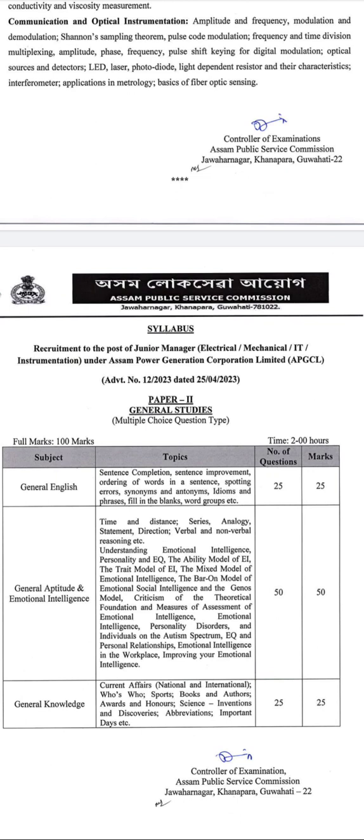Under this also number of questions will be 50, marks is 50. And under the subject general knowledge, topics: current affairs, national and international, WHO, sports, books and authors, awards and honors, science, inventions and discoveries, abbreviations, important dates, etc. Number of questions 25 and marks 25.